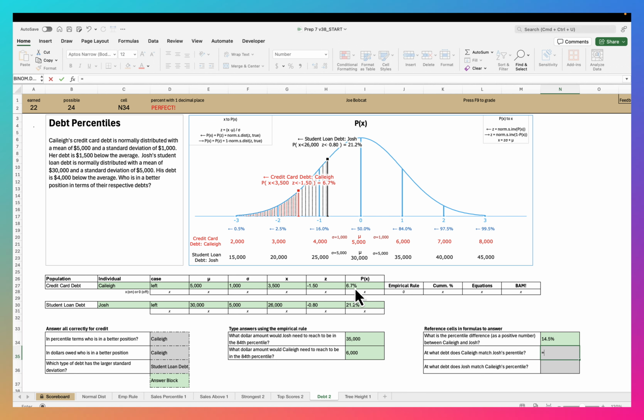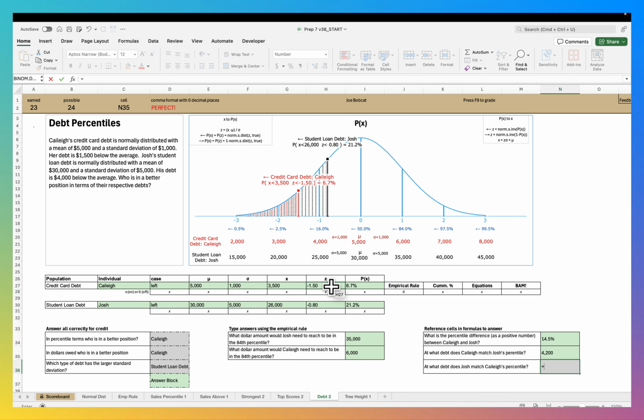And at what debt does Kaylee match Josh's percentile? Okay, so Josh's percentile translates to Josh's z-score. So we take his z-score times Kaylee's standard deviation plus Kaylee's mu. This would be 4,200. So that's how much she would owe for this red bar to come up here and match this one.